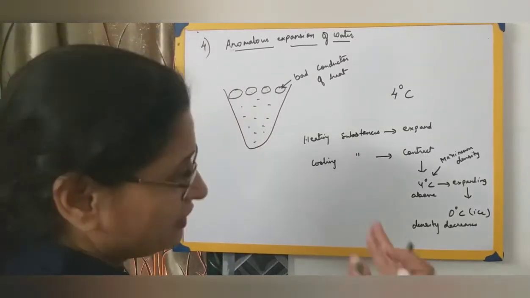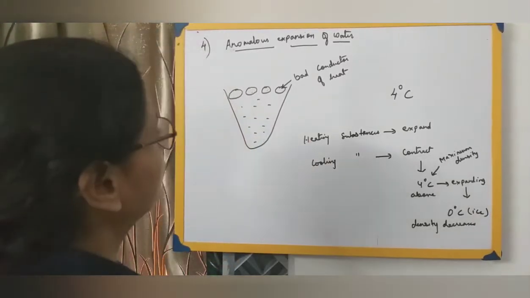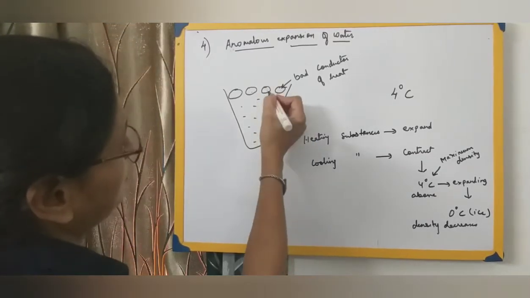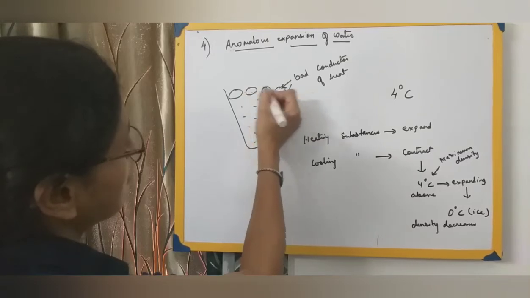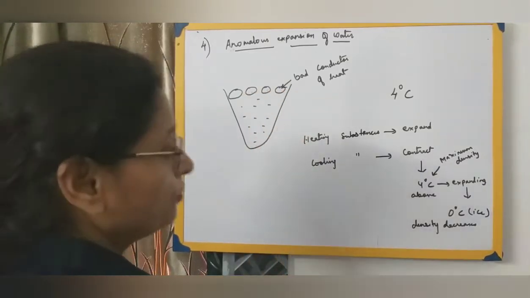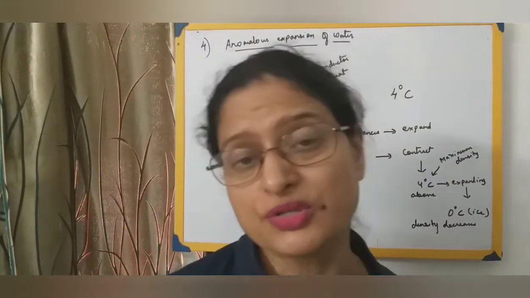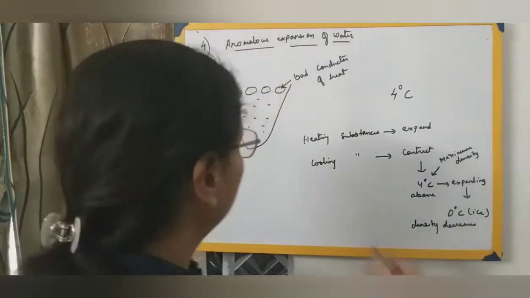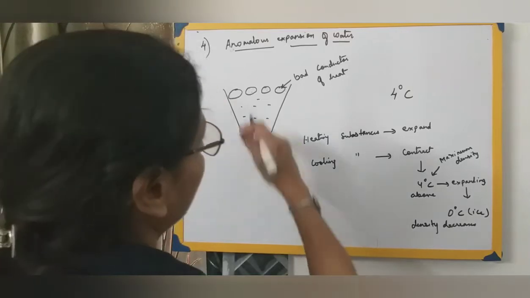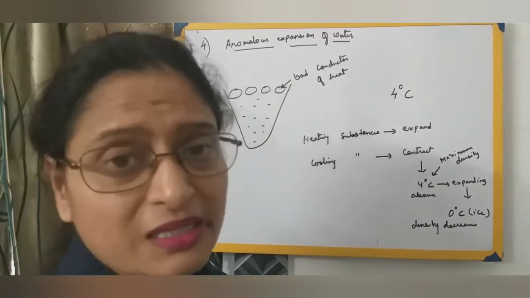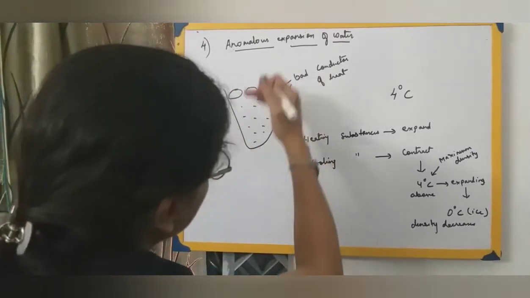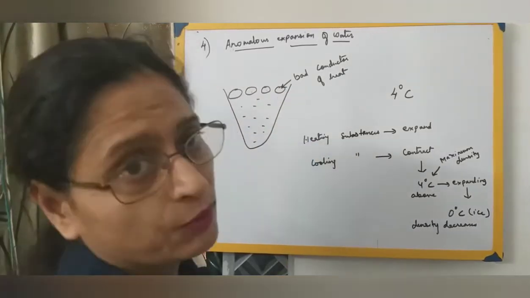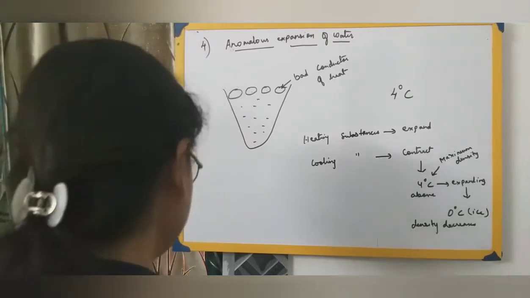Otherwise, if the weather is very hot, it becomes difficult for the aquatic life to survive. At the same time, if the ice is not floating at the top, then where is the marine life going to survive? There is no place for the fishes and all to survive. Because ice is lighter, it floats on the top. Ice density is less, it floats on the top, and the aquatic life, the marine life, can survive in this liquid medium. So this is what is the anomalous expansion of water.